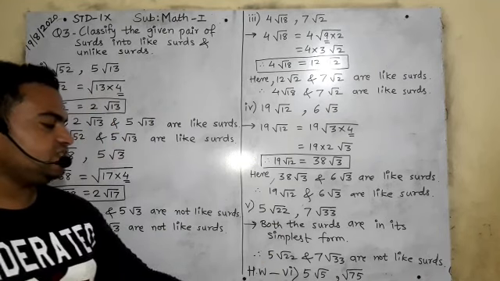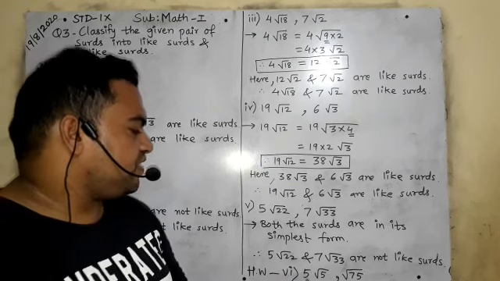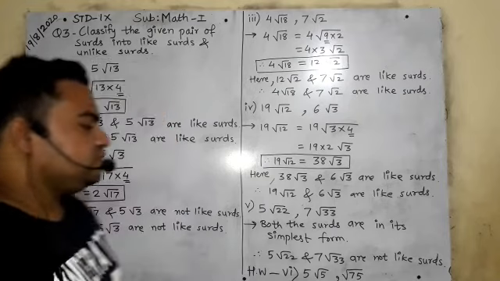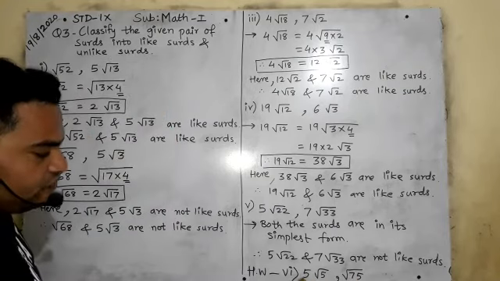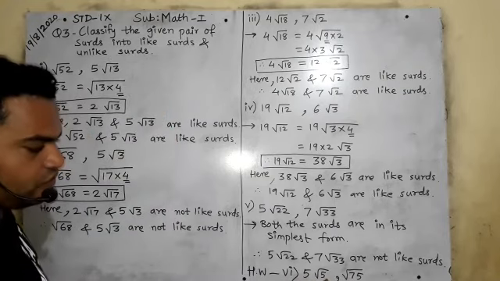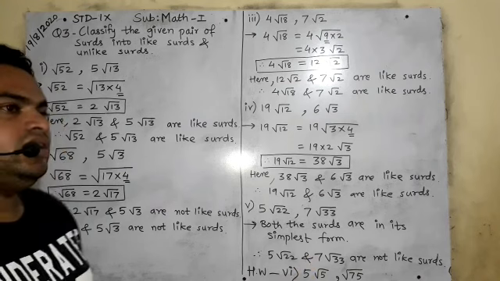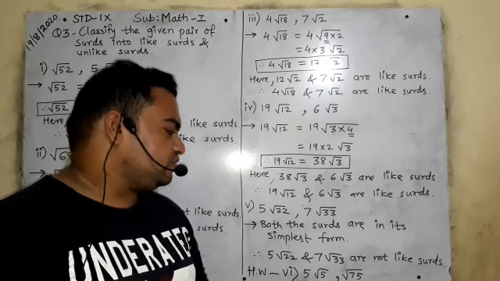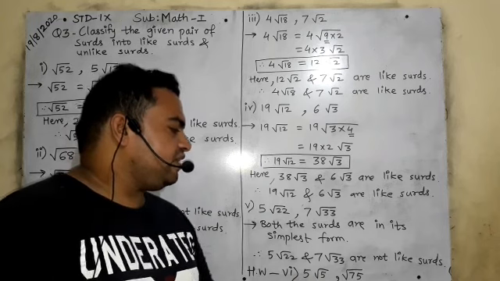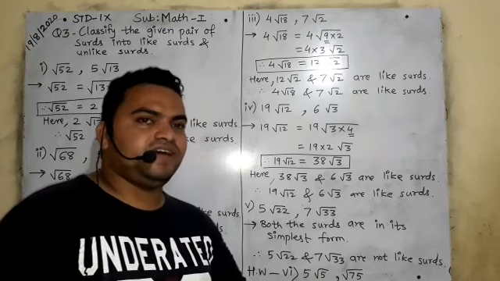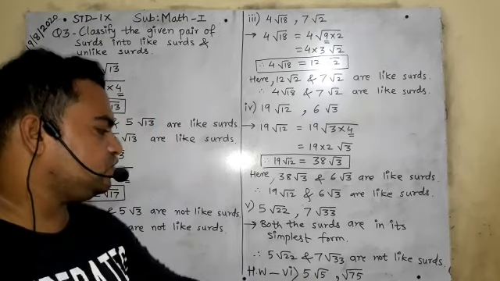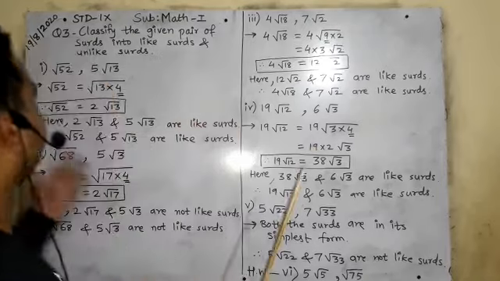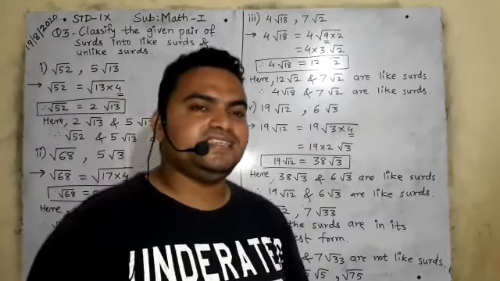Homework, the last sixth one: 5 into square root of 5 comma square root of 75. So this is 75. You have to take this 5 inside the square root. What will this 5 become inside? The square of 5 is 25. So 25 fives are 125. So this will be square root 125 and this is square root 75. So they are not like surds. These two also will not be like surds. I hope you understood question number 3. It is very easy, dear students.